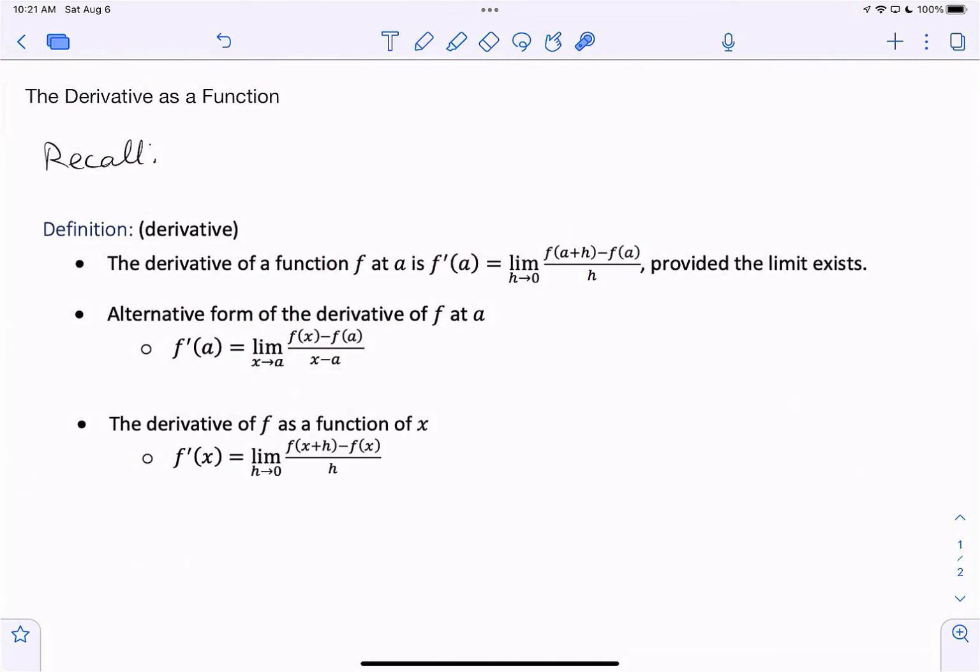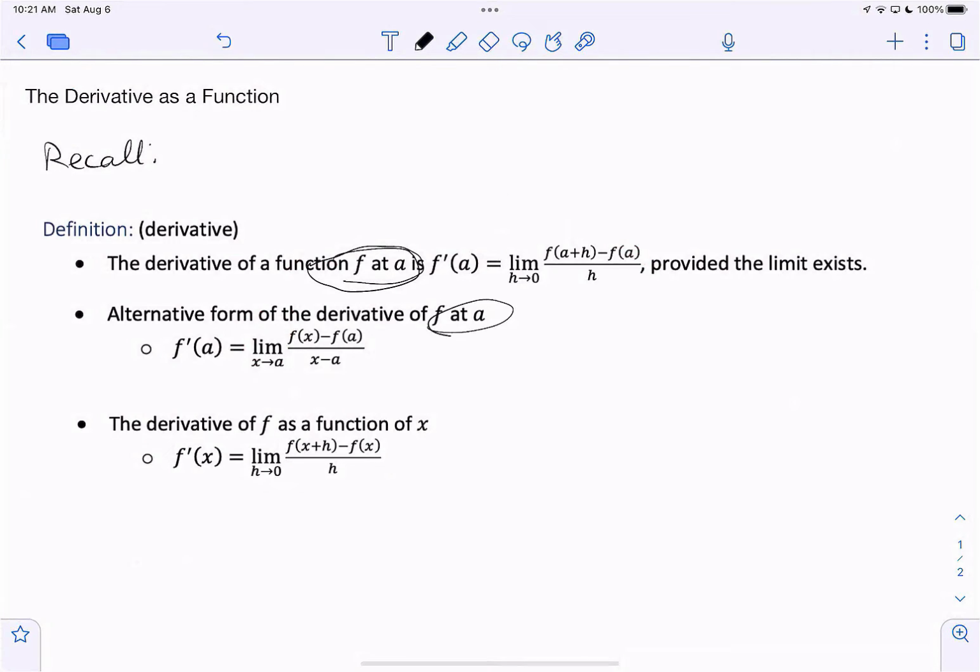Here we're going to look at a new definition. It looks a lot like the first one. And it's the derivative of f as a function of x. And it's the first difference quotient, except we have x's instead of a's, right? So f prime of x is the limit as h approaches 0 of f of x plus h minus f of x over h.